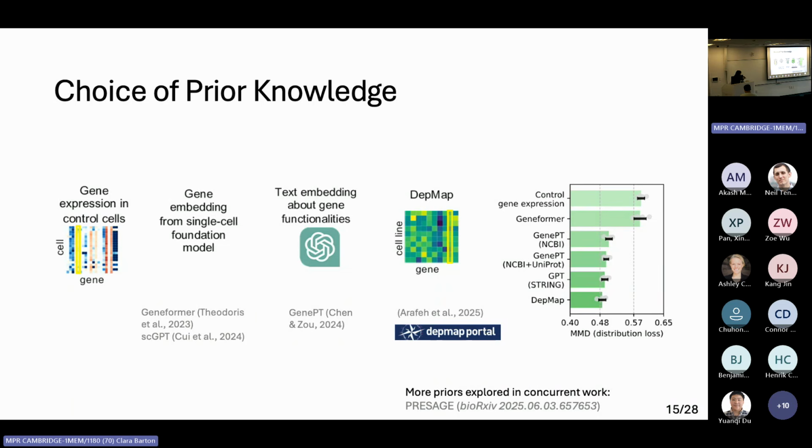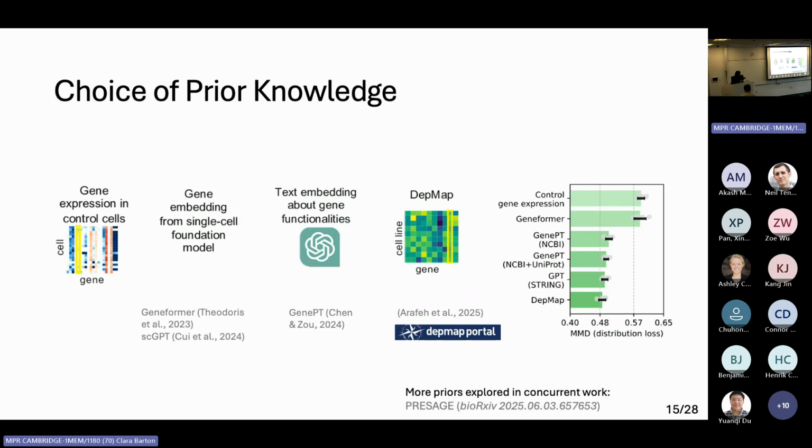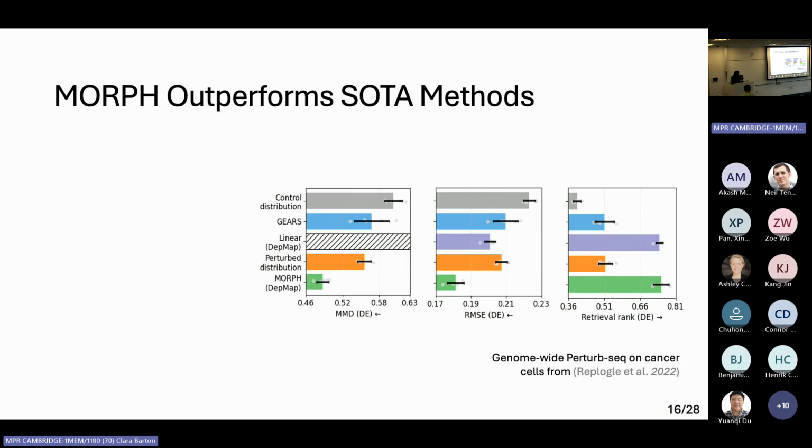Okay, going back to our work, I've shown you how those prior representations compare to each other, but what I haven't answered is whether the whole framework actually works better than all the different baselines I told you about before, like the very simple prediction of just the training perturbations mean. That corresponds to this orange bar here. You see there are 3 different metrics here: MMD, RMSE, and retrieval rank. These 2 are lower the better, and this is higher the better.